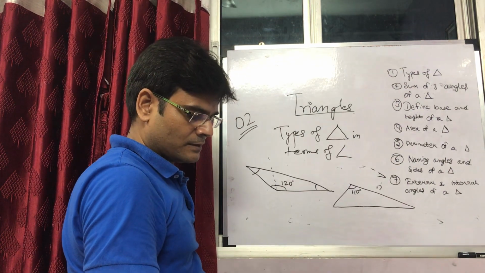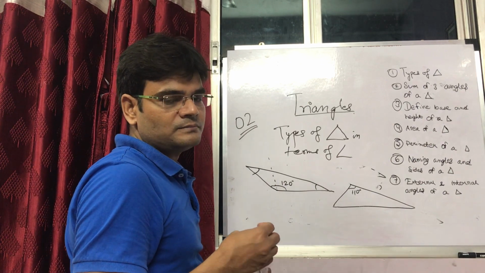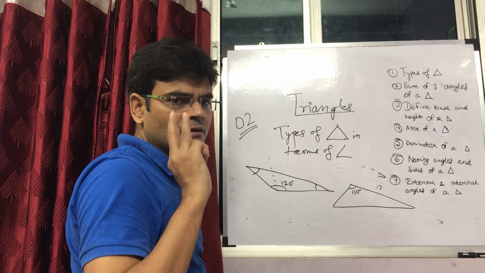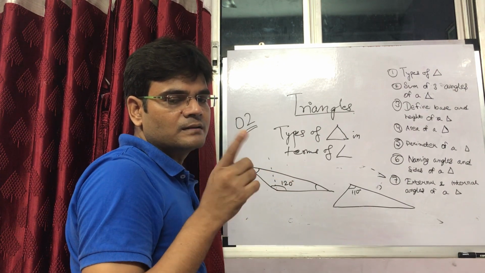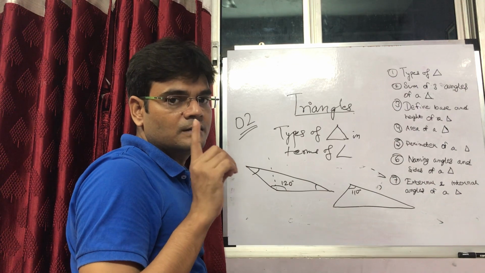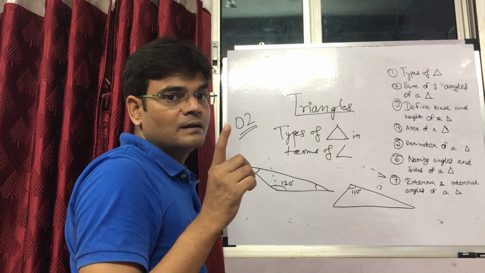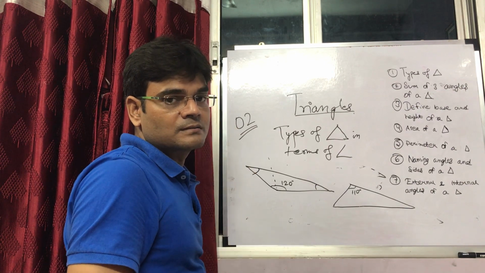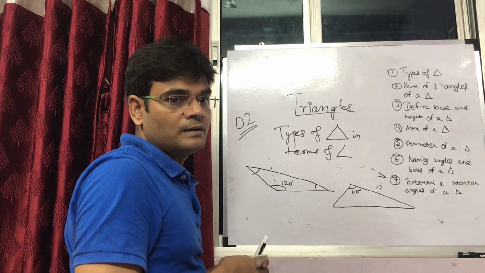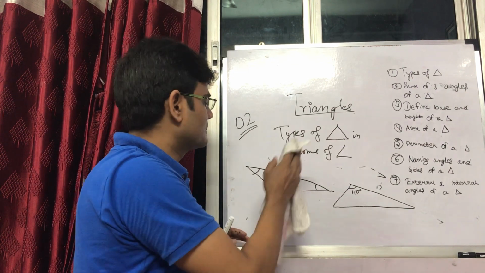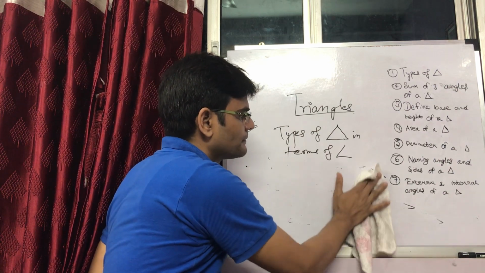So this is types of triangle in terms of angles. I'll repeat: if all three angles are less than 90, acute. If one angle is 90 degrees, right. If one of the angles is greater than 90 and less than 180, obtuse, because none of the angles can cross 180 degrees. Why? We'll come to know when we study the second topic.